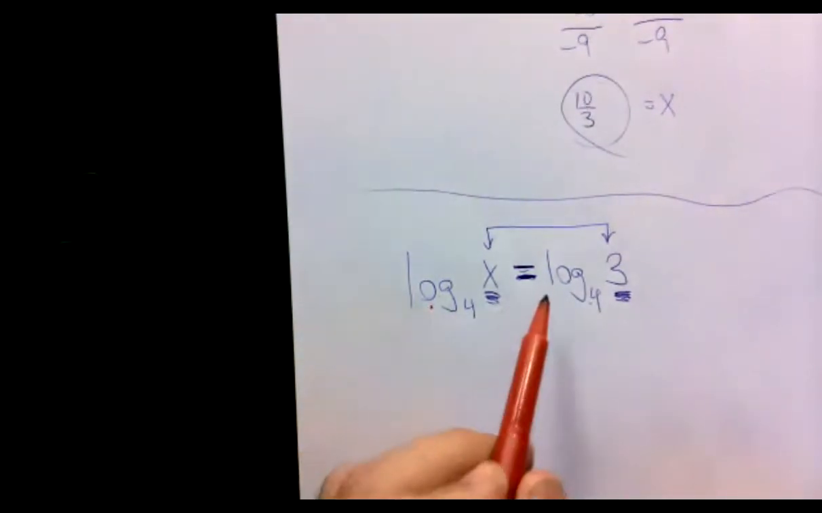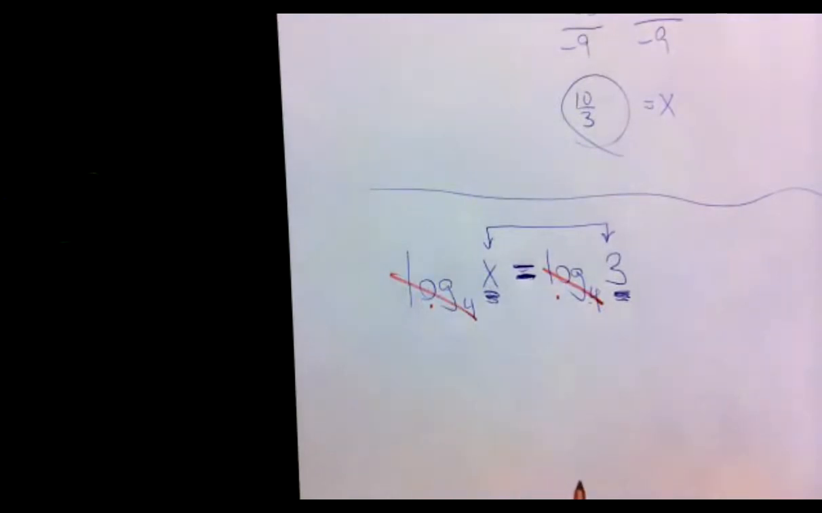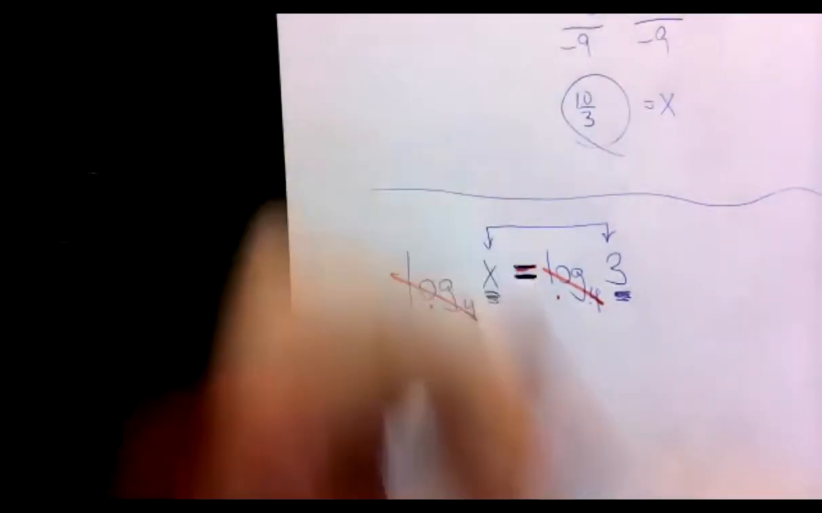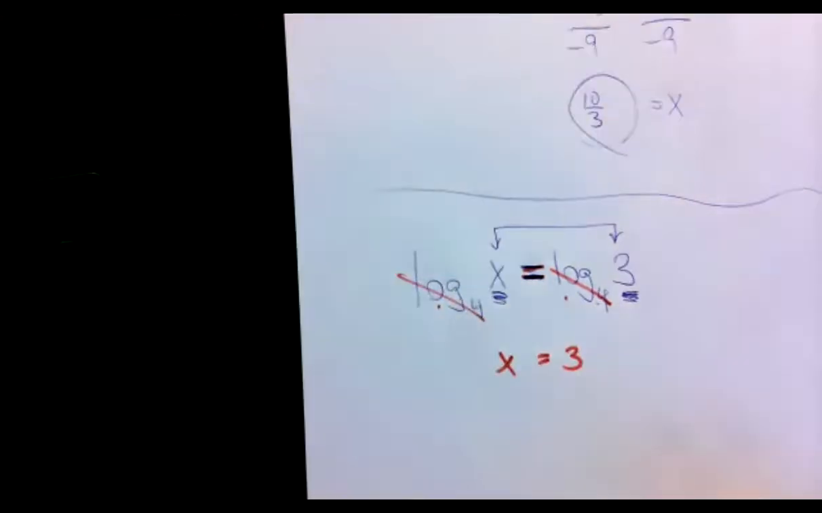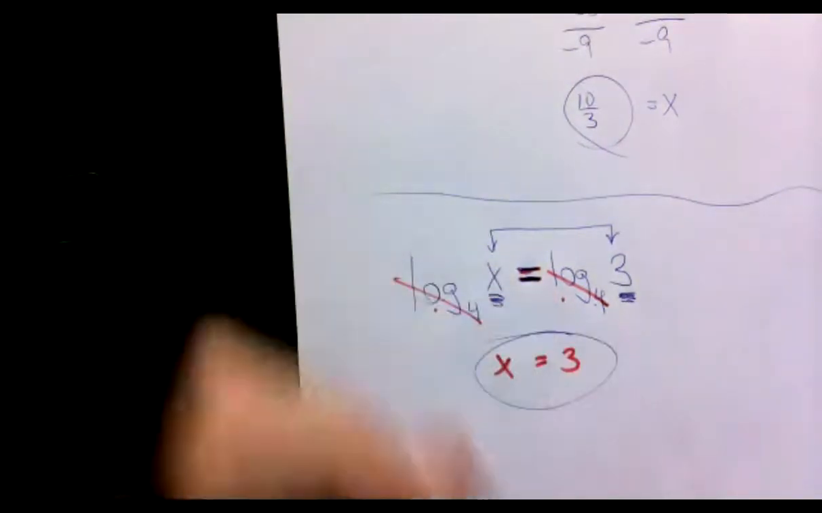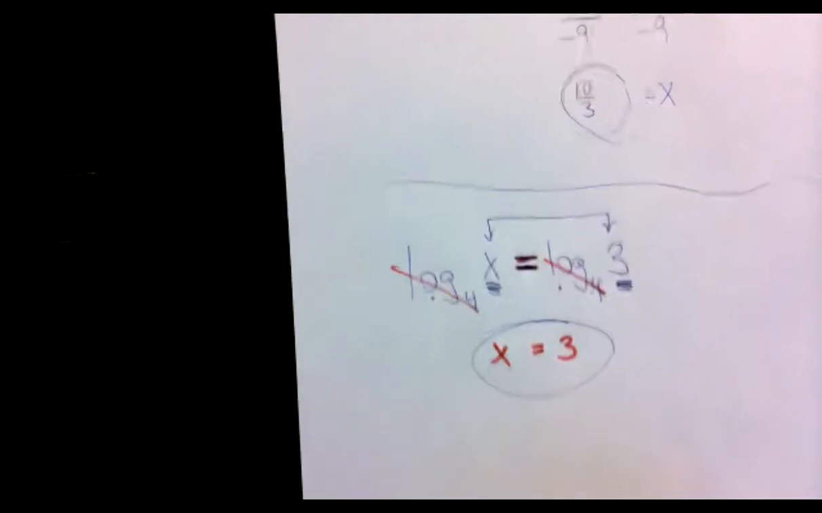So if you get the same log on both sides, they ultimately don't matter. For these two things to be equal, you just have to take what the log is and set those equal. So same concept, just with a hairier problem.